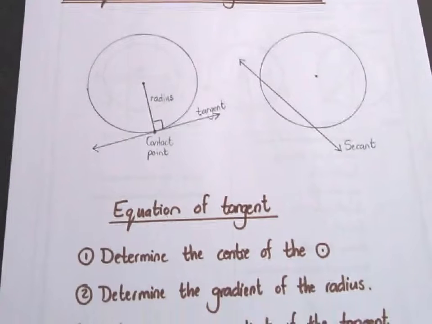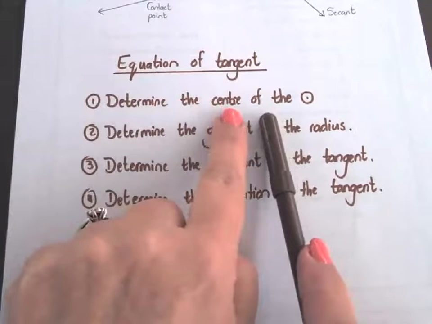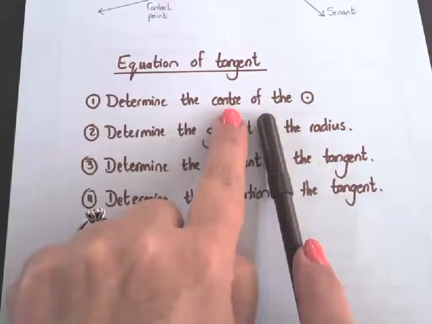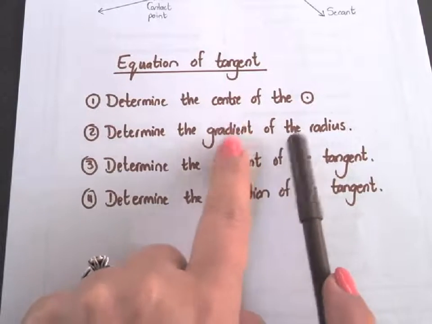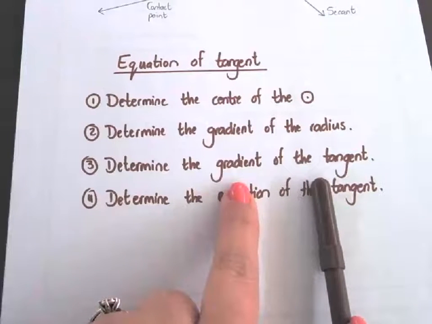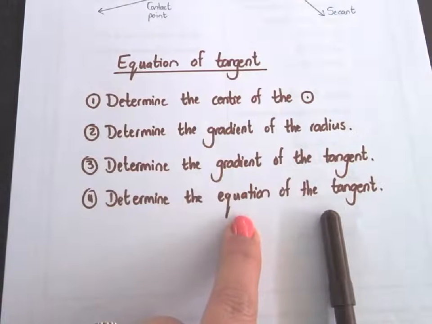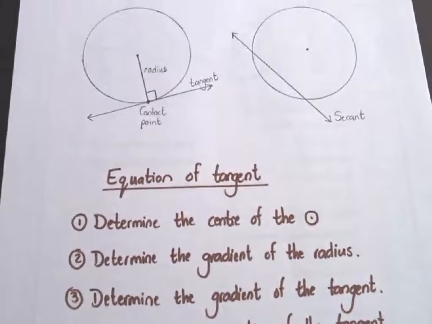Okay. Now to find the equation of a tangent, you do 4 steps. I'll give you time to copy. The first thing is you determine the center of the circle. Then you determine the gradient of the radius. With that, you determine the gradient of the tangent. And then you get the equation of the tangent. Okay, this is not on your notes, so you can quickly copy it.